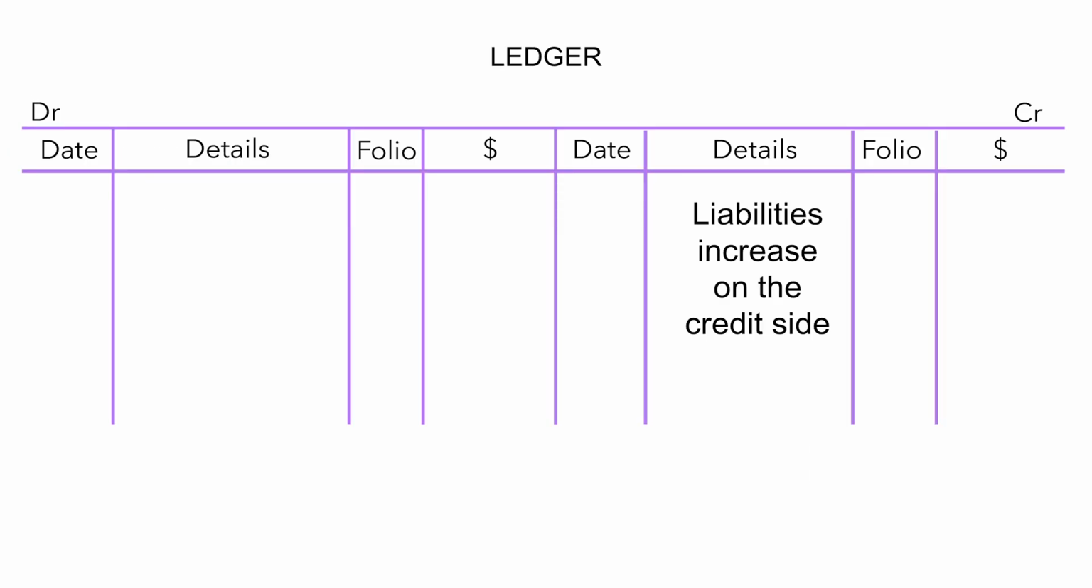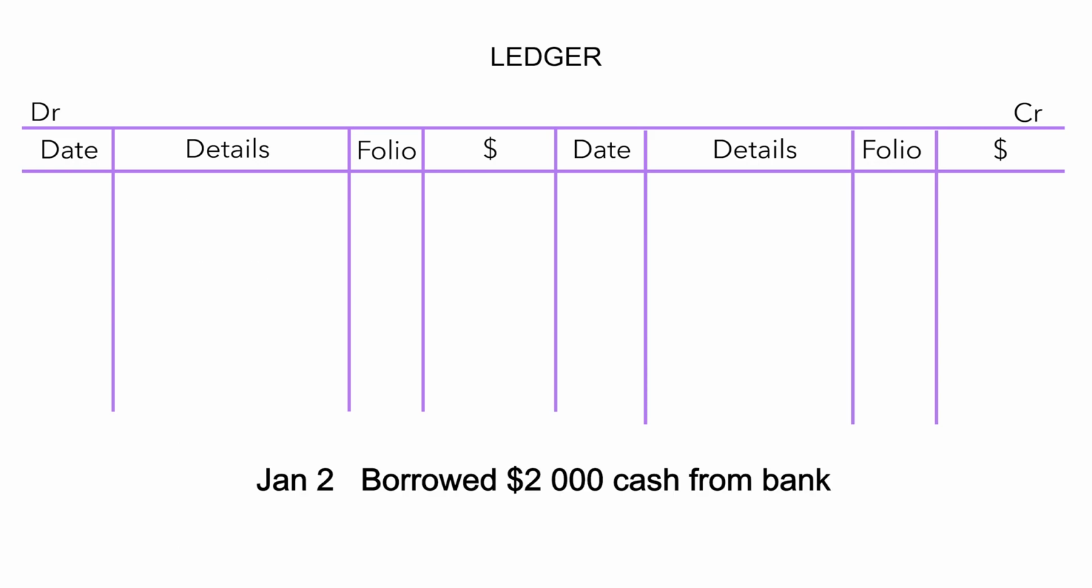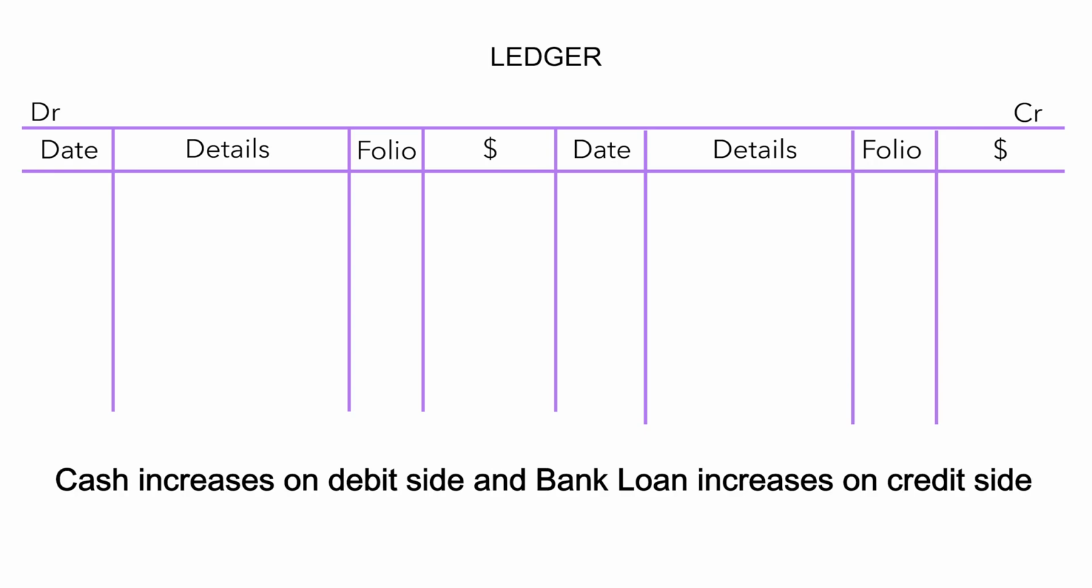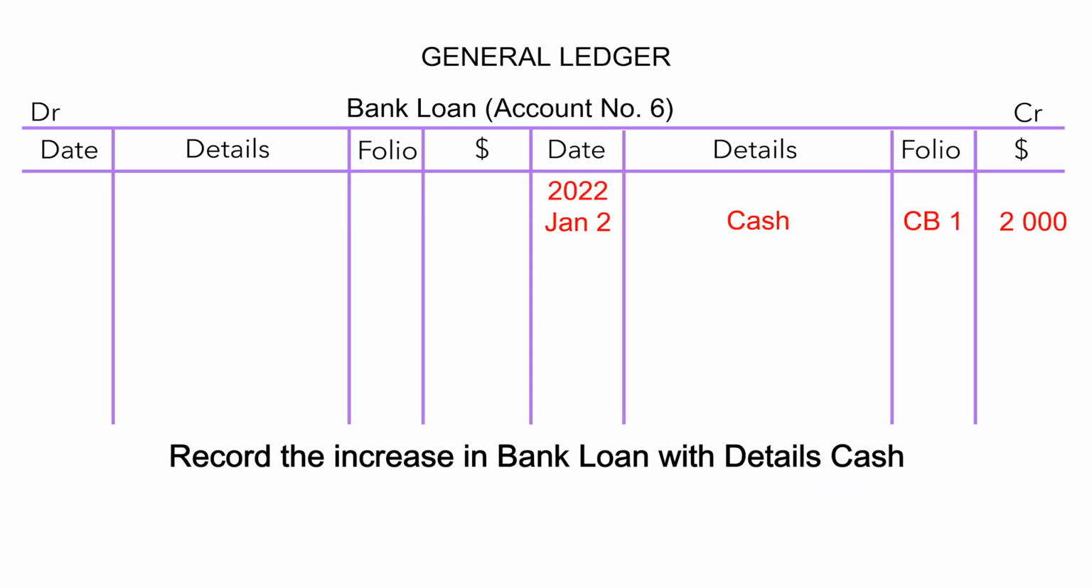Liabilities increase on the credit side. Liabilities decrease on the debit side. January 2nd, borrowed $2,000 cash from bank. Cash increases on debit side and bank loan increases on credit side. In the cash book, record increase in cash with details bank loan. Record the increase in bank loan with details cash.